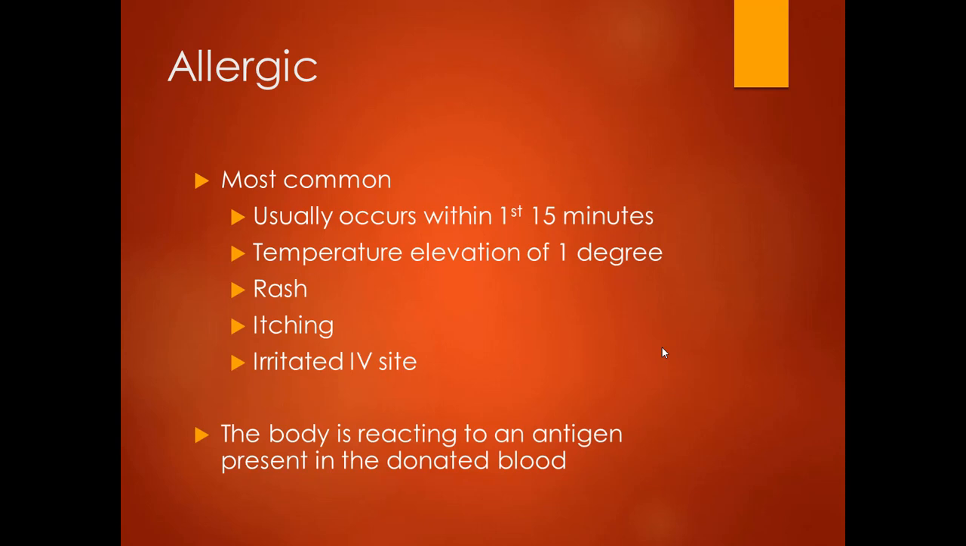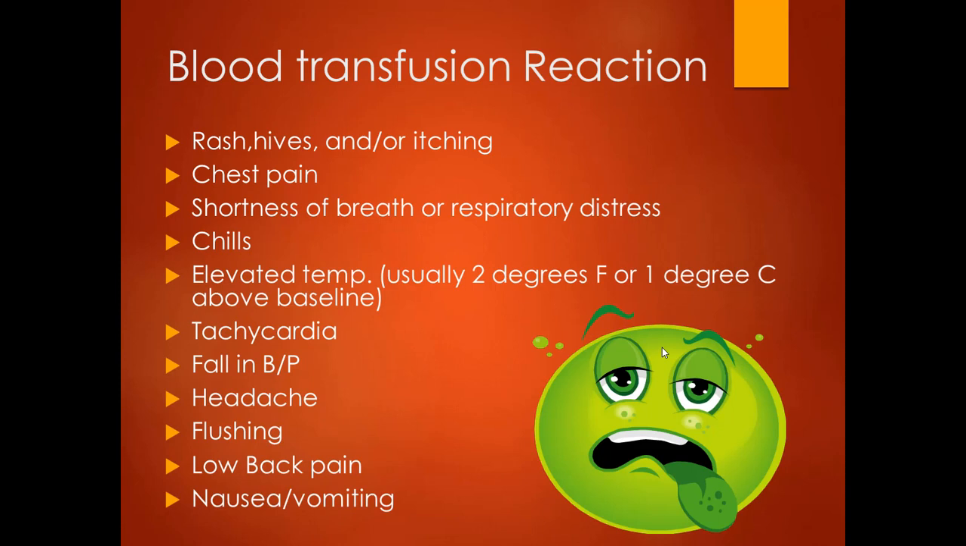Rash, itching, and the IV site will infiltrate. Basically, it's like an allergy attack. The body senses an antigen that it does not like, and it's reacting to that from the donor blood. These people are going to have rash, hives, itching. They might complain of chest pain, shortness of breath, or respiratory distress. They might feel like they're having chills.